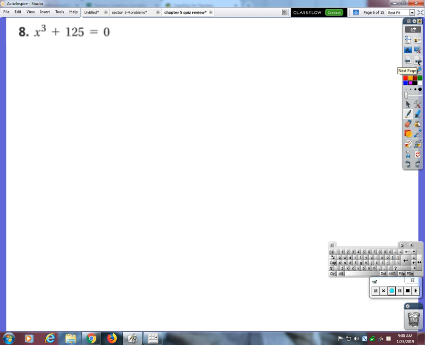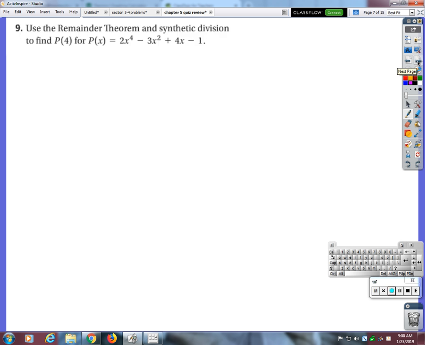Okay, number 8 is a sum of two cubes. Not going to mess with that. Okay, so we just did this. So will you guys try number 9 on your own?